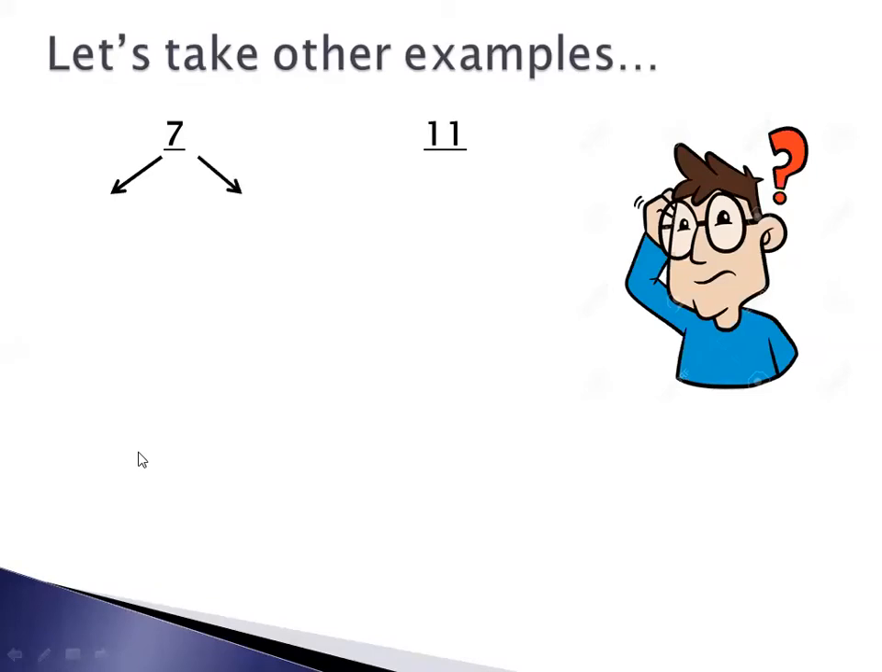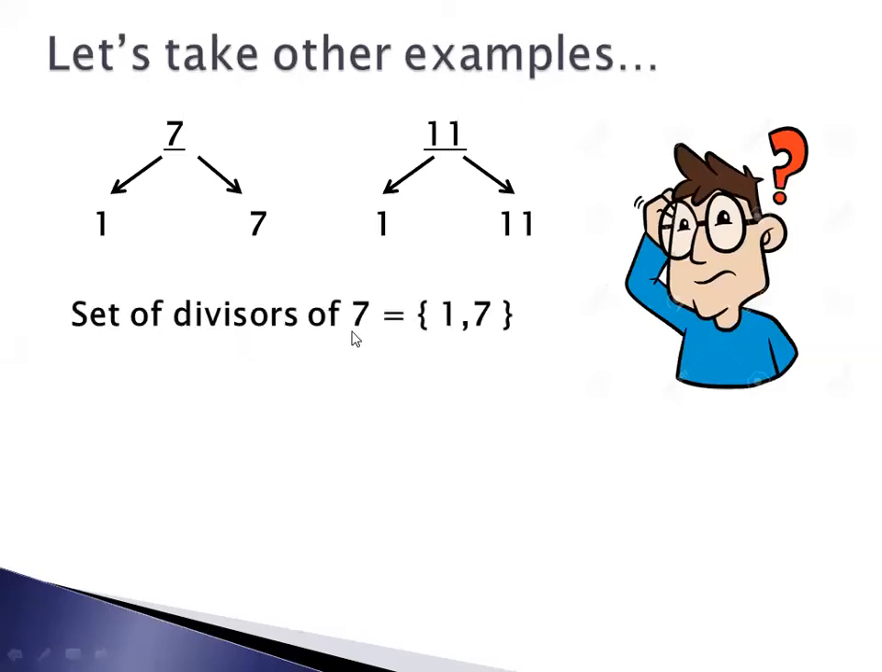So 7 and 11 can be divided by only two numbers, that is 1 and itself. Same as 11, 1 and itself. So how will you write the set of divisors of 7? Set of divisors of 7 is equal to 1 comma 7. 1 and 7 are the divisors of 7, separated by a comma, and when you place brackets around them, it becomes a set. Use only curly brackets, no round brackets, no square brackets.